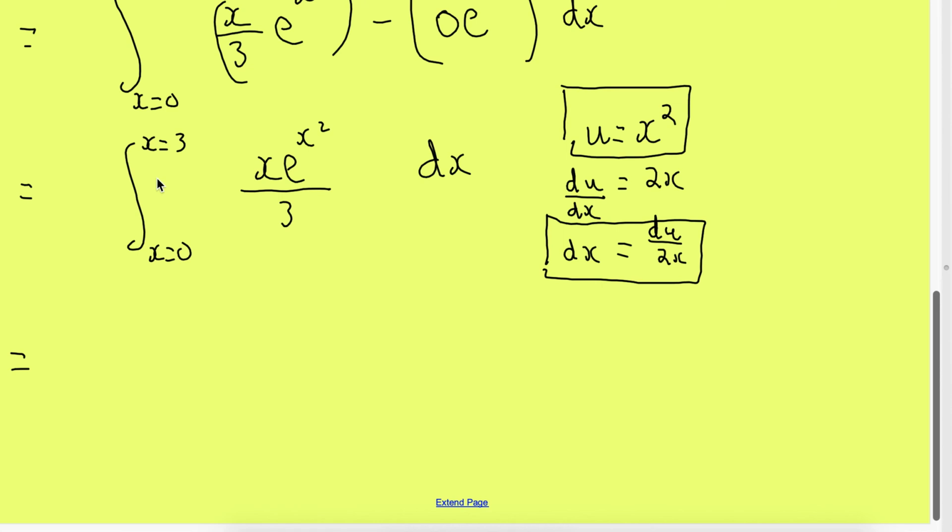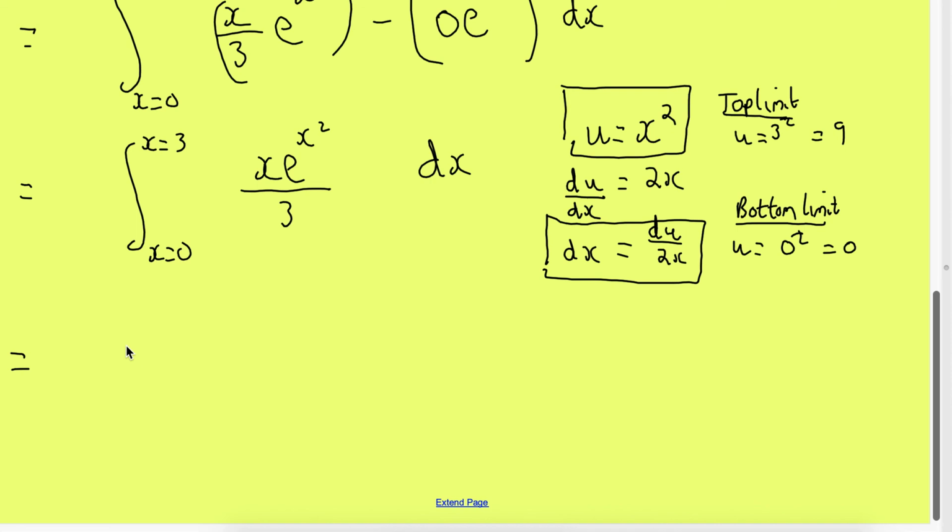Now, one thing I've got to remember to do is, because I've got integration by substitution, I've got to change my limits. It's my top limit. So u is x squared, so that's 3 squared, which is 9. My bottom limit is 0. So I just put this into this formula. So u equals 0 squared, which is just 0.